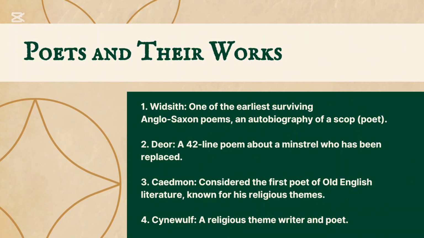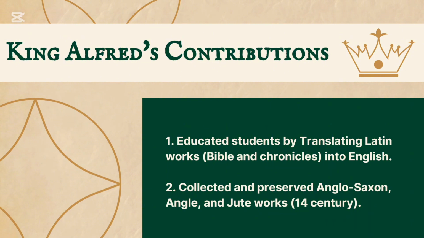Caedmon, considered the first poet of Old English literature, received his poetic gift from God in a dream while he was sleeping. Cynewulf was a prominent poet who wrote mainly on religious themes. Alfred the King made significant contributions to English literature, who educated his students, translated Latin works including the Bible into English, studied and promoted the Anglo-Saxon Chronicles. The works of Anglo-Saxon poets including Caedmon and Cynewulf were collected and preserved in religious institutes after the 14th century.